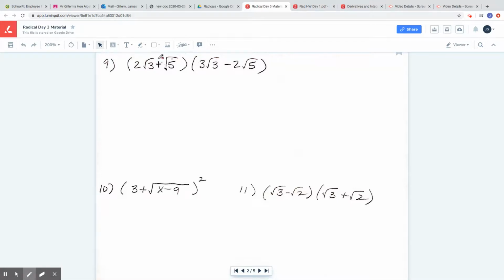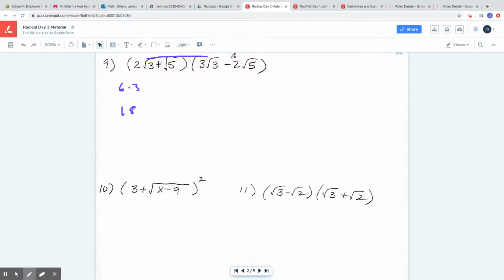We are going to just FOIL these out. All right, so 2 root 3 times 3 root 3. 2 times 3 is 6. Root 3 times root 3 is 3. 6 times 3, that's going to give us 18. All right, 2 root 3 minus, times 2 root 5. I'm sorry.